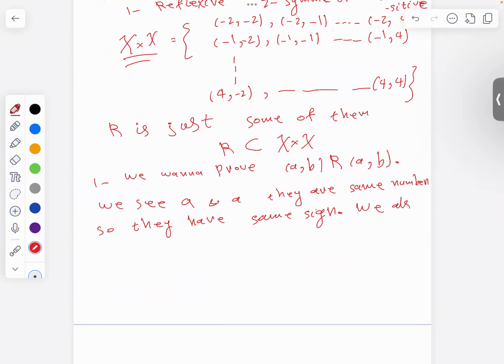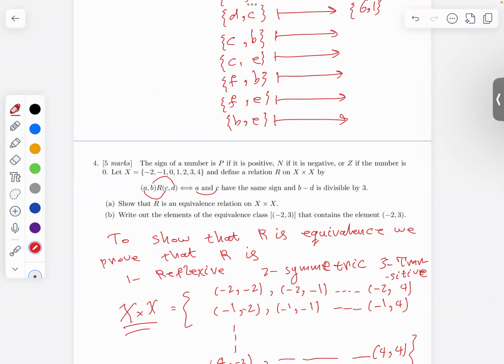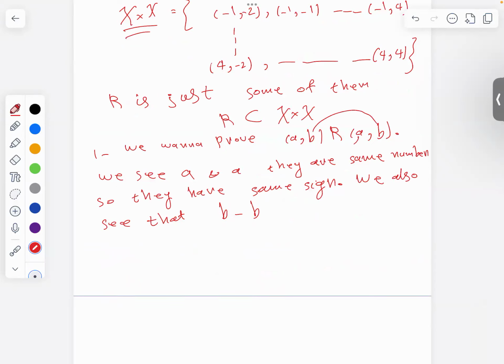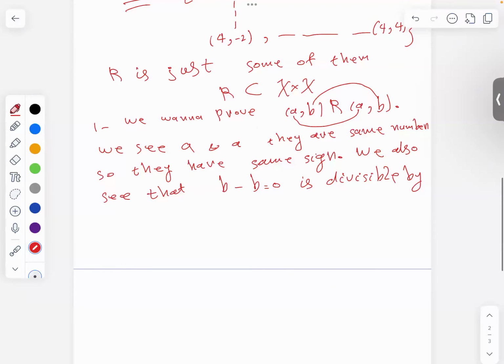We also see that the second minus second, B minus D, so here B minus B is 0, which is divisible by 3. All right. This proves reflexivity.